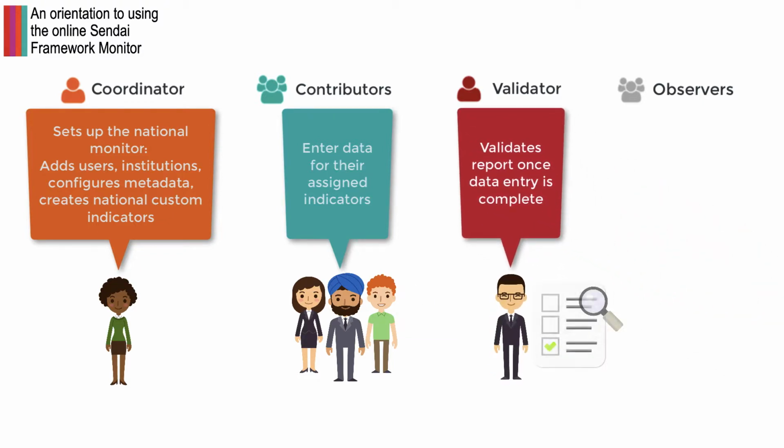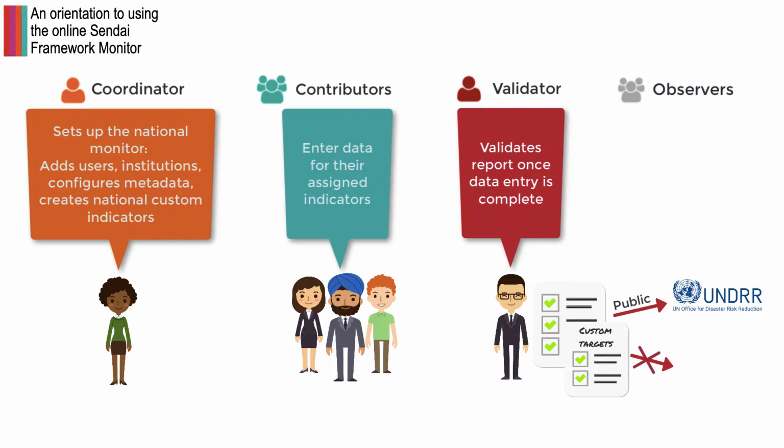The validator checks to make sure the required data entry by contributors is correct and approves on the system. Once the data is validated, the data becomes public and can be used by UNISDR for reporting purposes. While data validated for global targets go public, data for custom targets can remain private if the country wishes to. Until the data is validated on the system, it essentially remains in draft form. Data can be altered both before and after it is validated.